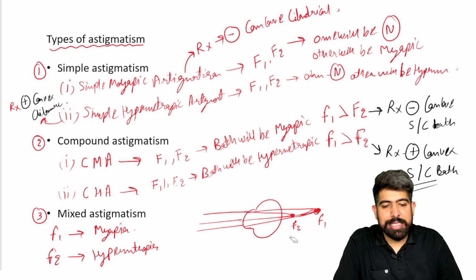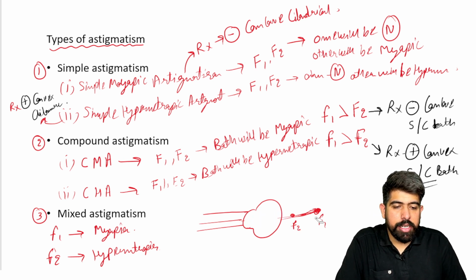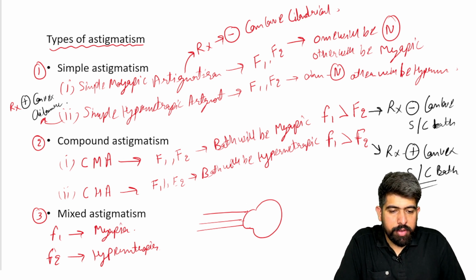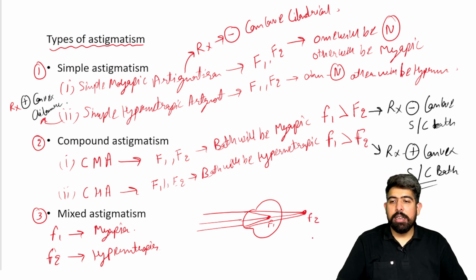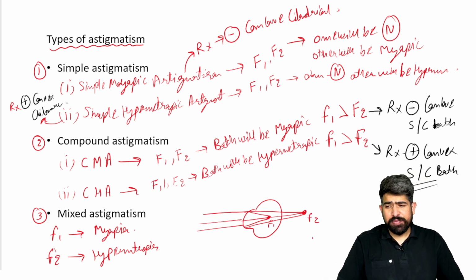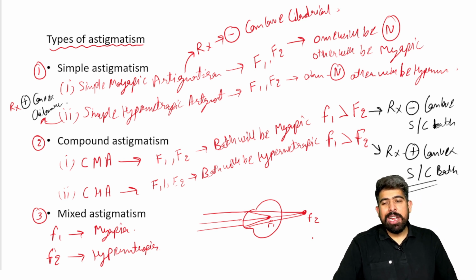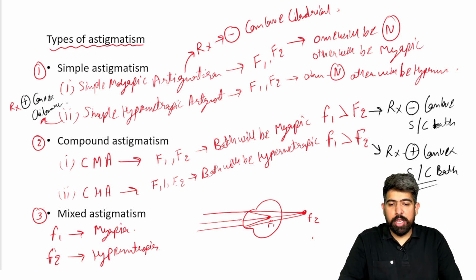This is a real kind of astigmatism. I can draw it here so it will be easy for you to understand. Just give me a minute. So one focus point, f1, will be in your myopia, and f2 will be in your hypermetropia. So what will be the treatment part of this? Can you understand this?